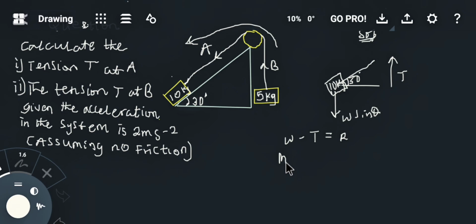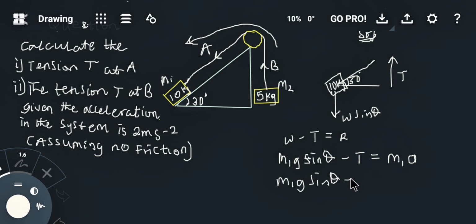Let's call this mass M1 and the other M2. So M1 g sine theta, that's the weight component W sine theta, minus the tension, gives the resultant, which is M1 multiplied by the acceleration in the system. If we make T the subject of the formula, we have M1 g sine theta minus M1 a equals T.